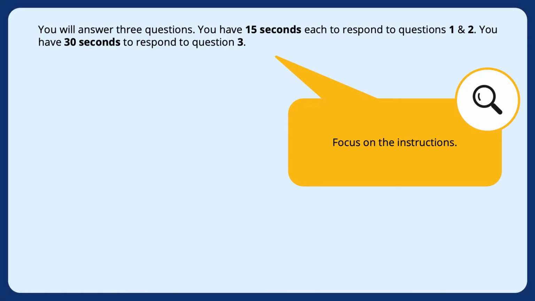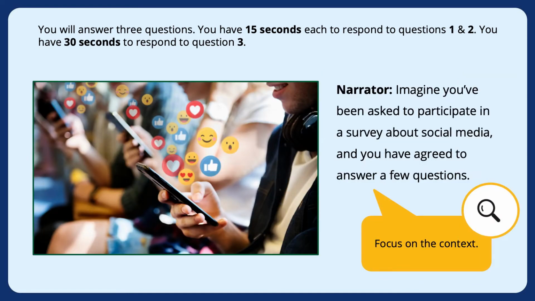Number 3, respond to a question. Let's focus on the instructions. They say you will answer 3 questions. You have 15 seconds each to respond to questions 1 and 2. You have 30 seconds to respond to question 3. You will hear a context statement such as, imagine you've been asked to participate in a survey about social media and you have agreed to answer a few questions.